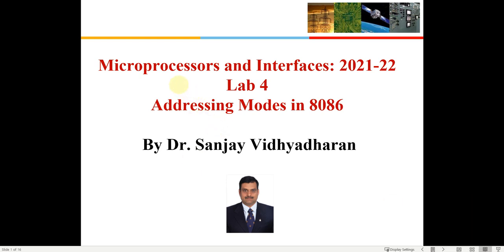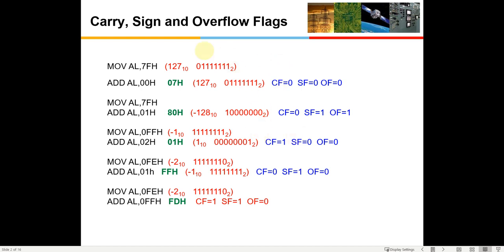So let me explain the task for lab 4, which is going to be on addressing modes in 8086. Before that, there were some doubts in the last class about the sign flag and carry flag. So let's clarify those issues. I did a simulation with this data, and I didn't find anything abnormal with the carry, sign flag and overflow flag. So let me explain what I did.